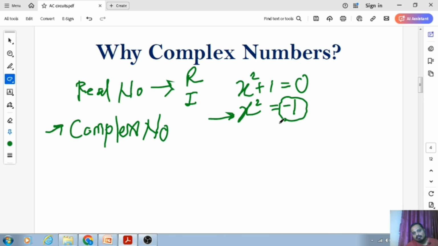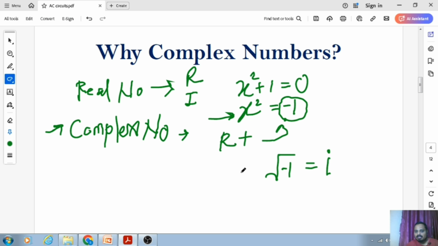So at this point of time the mathematicians realized that we should extend the idea of a number system. So they included complex numbers in our number system. They decided the number system should be a combination of real numbers plus a number which can represent this value also. It can be shown as square root of minus 1, and they have given it the name iota.